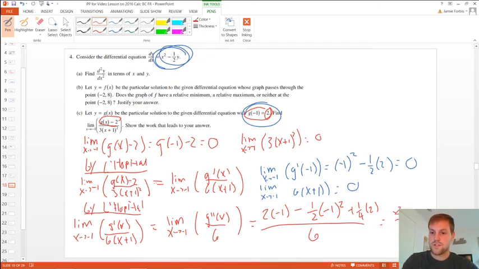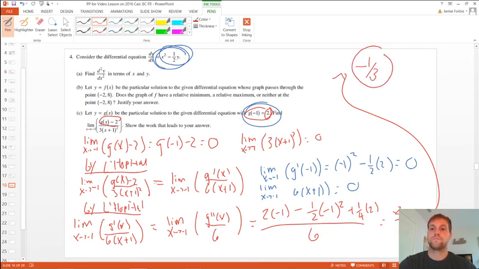Which equals -2 over 6, or -1/3. Oh, you can't see that anymore, sorry. -2 over 6, or -1/3. Okay, and that's the final answer there.